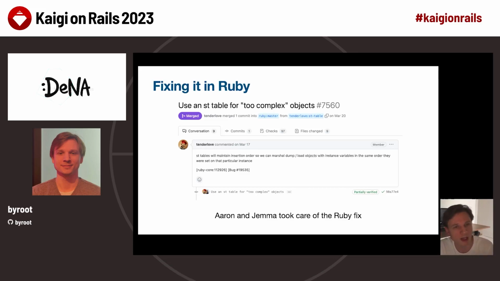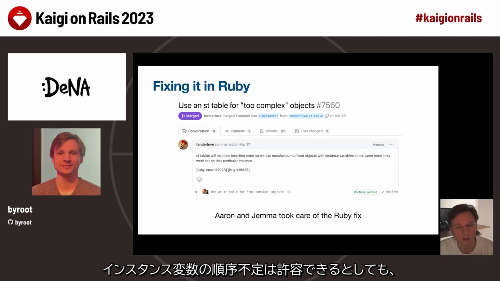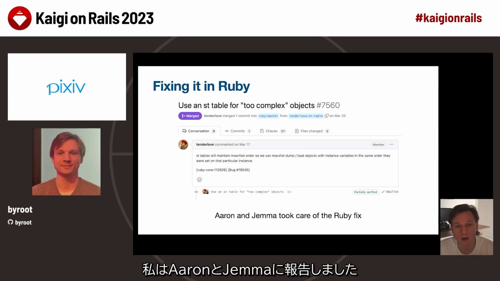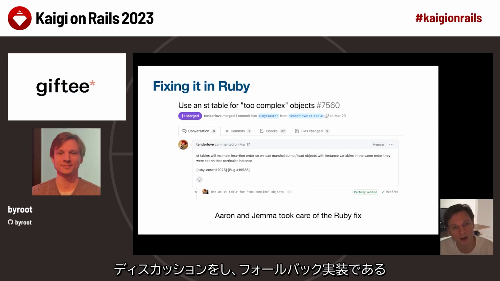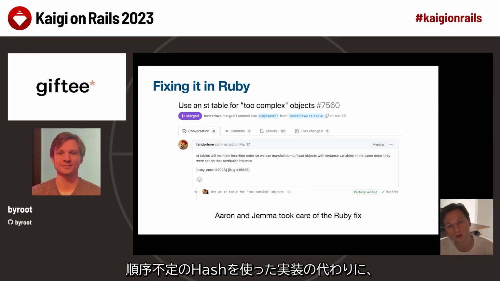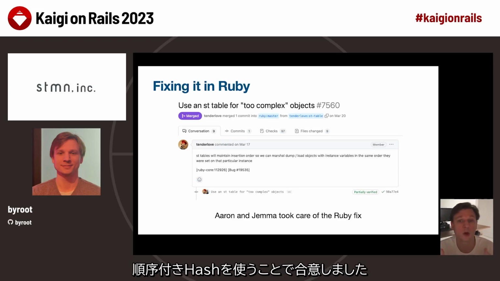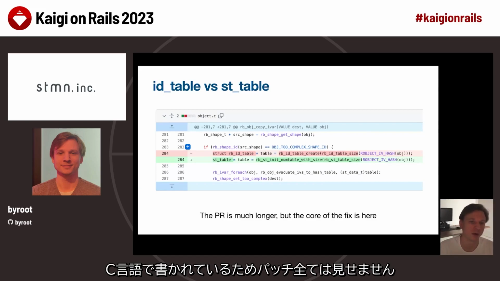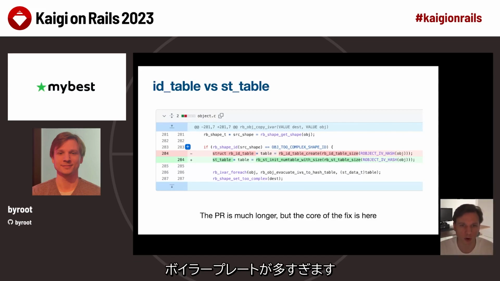The order not being very predictable is one thing, but being totally random is really problematic. So I let Aaron and Jemma know about the issue, and after some discussion, we agreed that the fallback implementation, the one that uses the hash internally, should use the ordered hash, whereas before it used the unordered hash. I'm not going to show the whole patch because it's C, so the diff is way bigger than that.